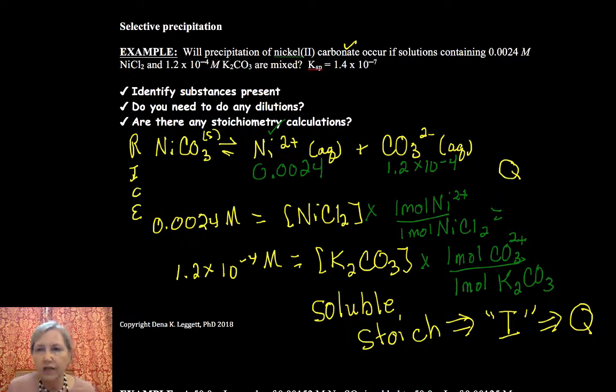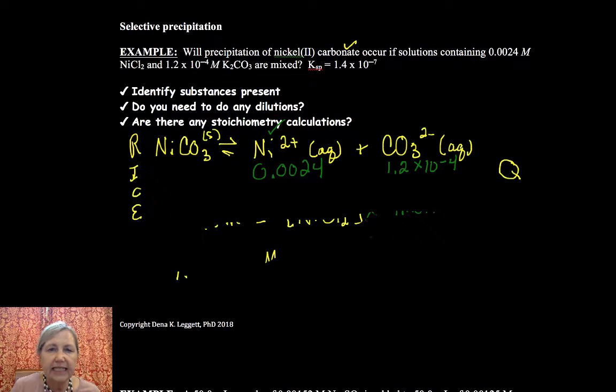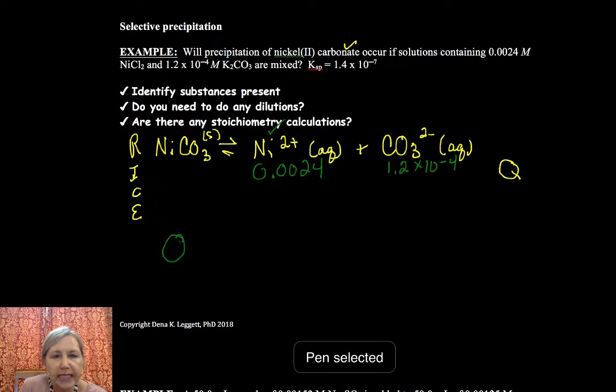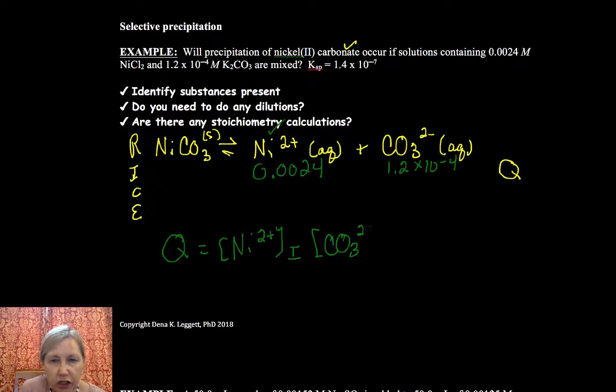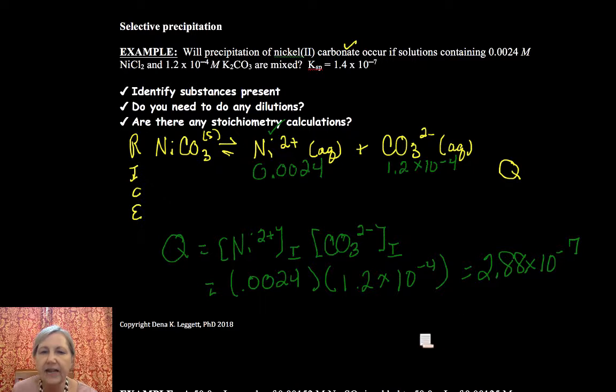So now that I have my initial values, I have enough information to calculate Q. And if I know Q, I can compare it to K, and it's in comparing Q to K that we decide whether a precipitation occurs. So Q is set up just like KSP, only it's the nickel ion initial times the carbonate ion initial, as opposed to equilibrium. So if I plug those values in, I get Q equal to, if I've done my math right, 2.88 times 10 to the minus 7th.